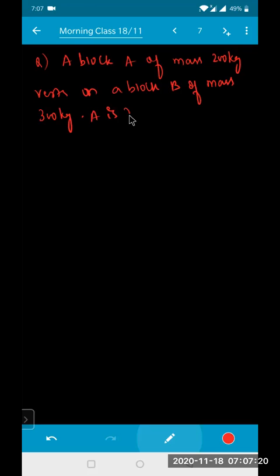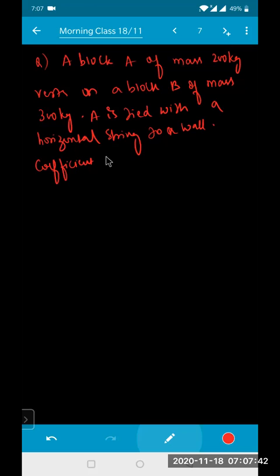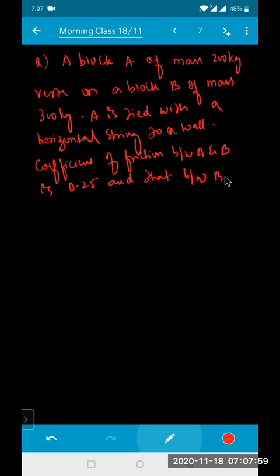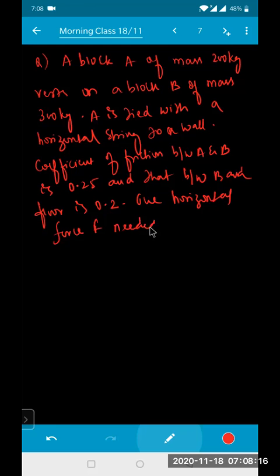First, A is tied with a horizontal string to a wall. The coefficient of friction between A and B is 0.25, and that between B and the floor is 0.2. The horizontal force F needed to move the block B is?